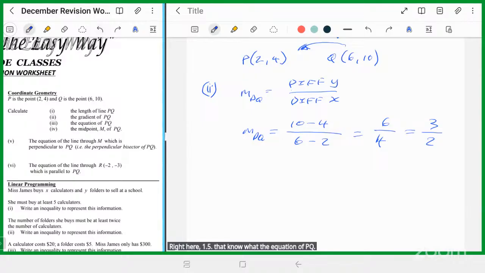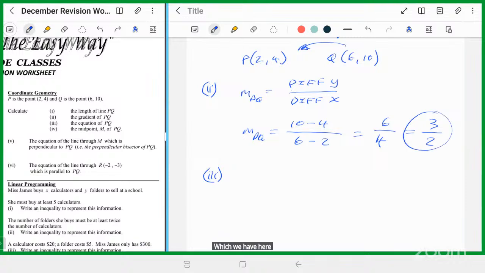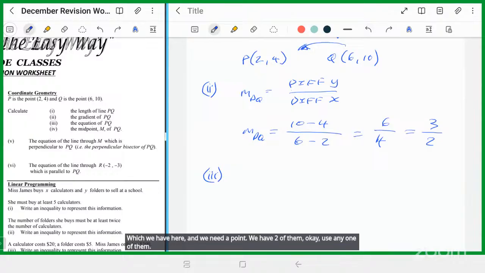This part wants the equation. I can do it right here. Everything's on the screen. Now, to find the equation of any line, remember we need to know two things about it. We need the gradient, which we have here, and we need a point. We have two of them. We can use any one of them to find the equation.